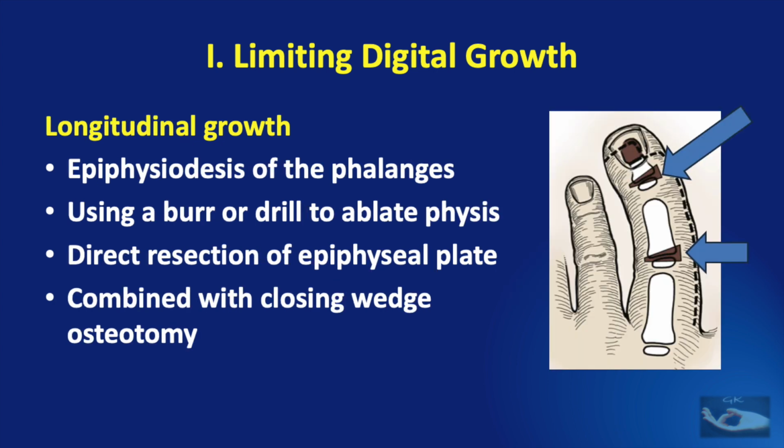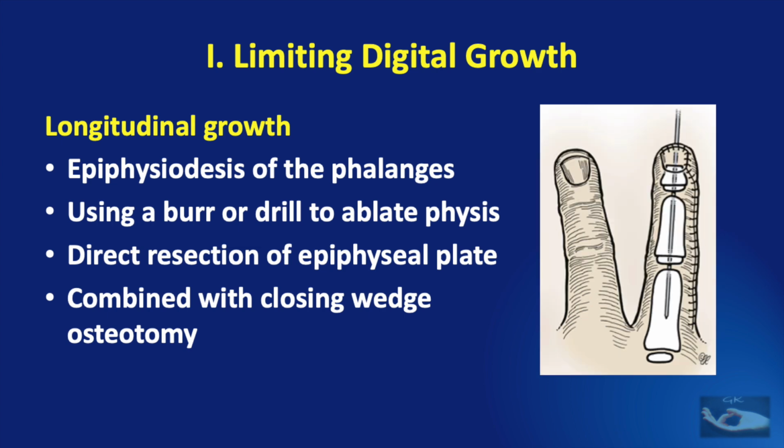Next, we come to procedures to limit the longitudinal growth of the finger. This means that we will have to deal with the epiphysis. We can do an epiphysiodesis of the phalanges using a burr or drill to ablate the physis, or sometimes even direct resection of the epiphyseal plate. It can be combined with a closing wedge osteotomy to not only limit the longitudinal growth but also correct the deviation deformity. Epiphysiodesis is performed when the digit reaches the length of the corresponding digit in the same sex parent.